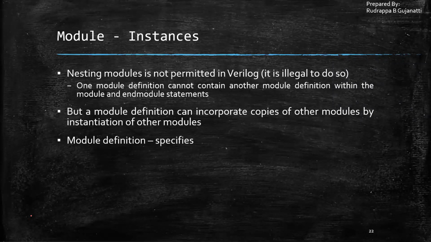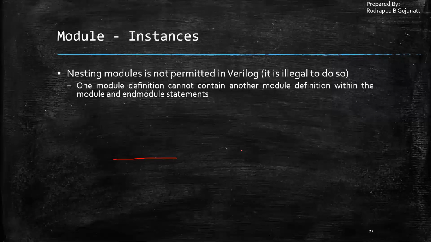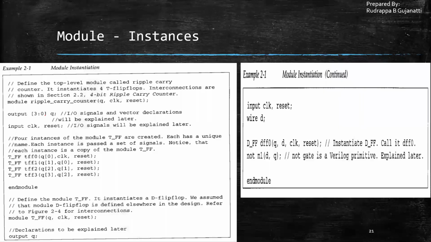So the module definition basically specifies how the module will work. In the ripple carry counter, it specifies that this module will make use of 4 instances of the T flip-flop. Using this, it is implementing the module. That is what it is telling, how the module is working. And the T flip-flop in turn will make use of its own instances. That is the information it is providing.